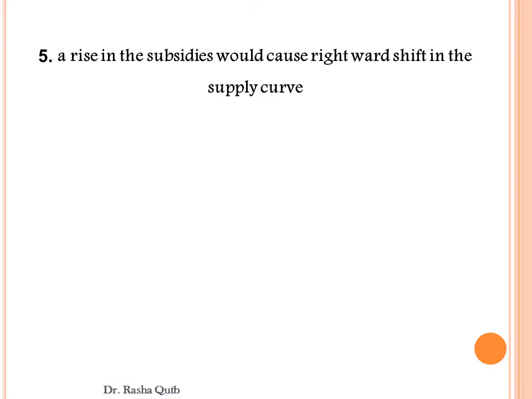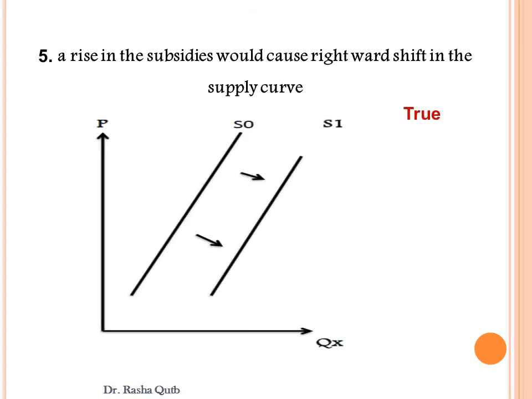Number 5. A rise in the subsidies would cause rightward shift in the supply curve. This sentence is true. We know that we have a positive relationship between the subsidies that are provided by the government and the amount of the supply of the product. When the amount of subsidies increases, this would affect the supply of the product, and graphically it would shift the supply curve to the right from S0 to S1. We call this a change in the supply.